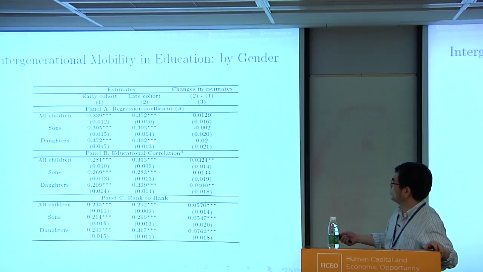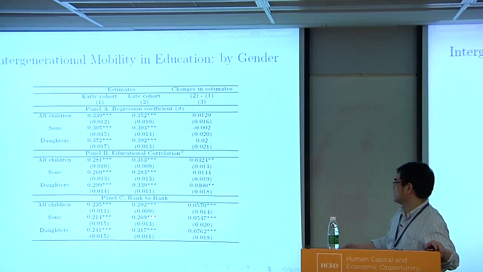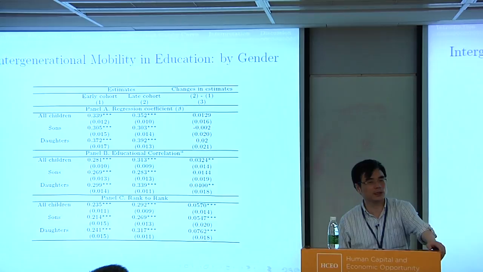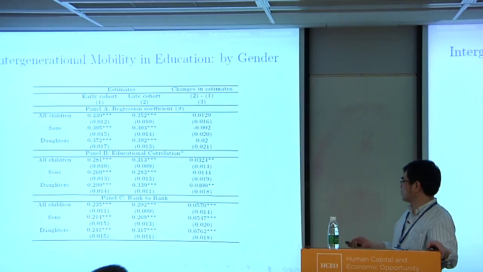Daughter here, going up a little bit more, but rank is also daughter in terms of rank going down. Coefficient going up a lot means intergenerational mobility going down a lot. Sons going down a little bit, all children. So most of these are positive. Some are small gaps, some are big gaps. Daughters, once again, see a decline in intergenerational mobility, which could decline more than for sons.